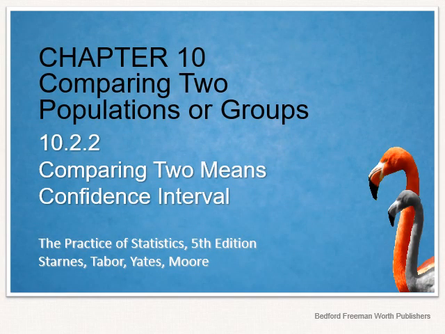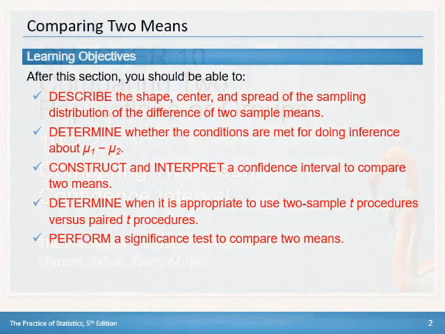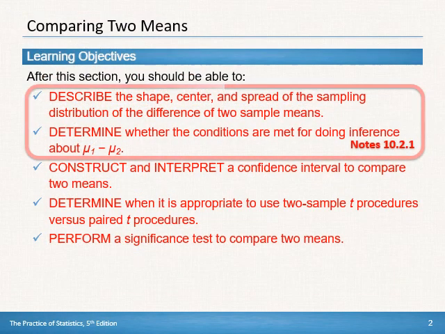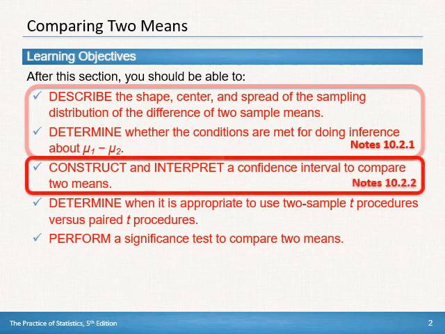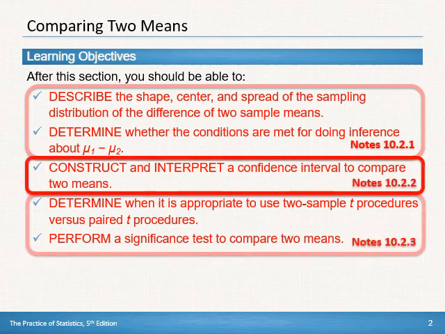All right, this is the second part of section 10.2. We're still comparing two means. We're going to get more specific today on how to do your 4 steps for confidence intervals. So we've broken section 10.2 again into sort of 3 sets of notes.